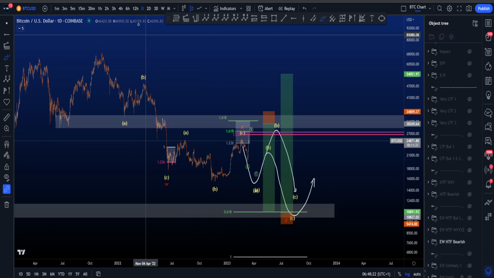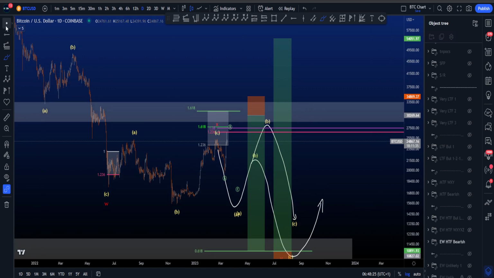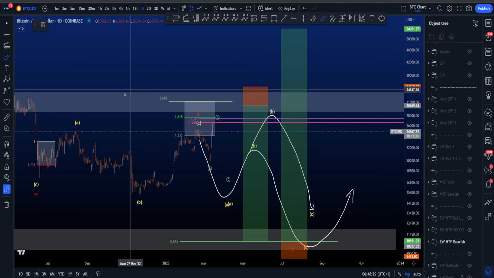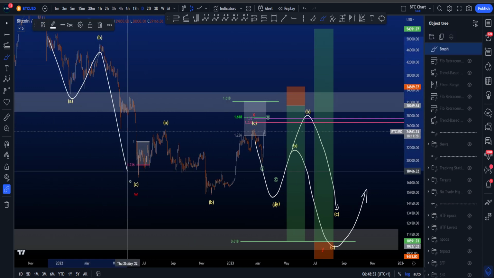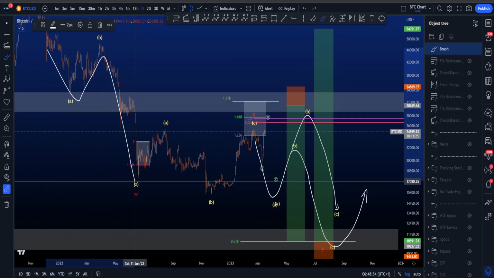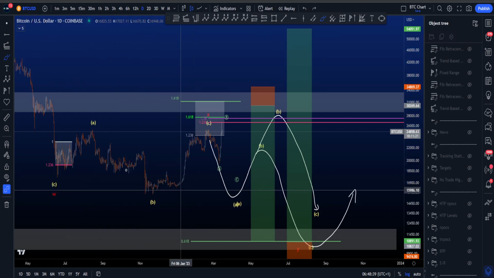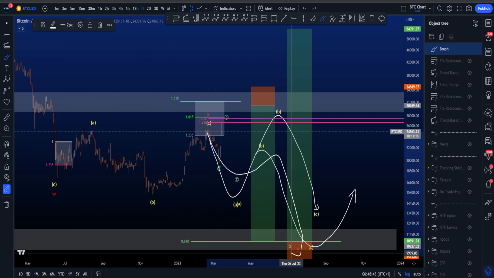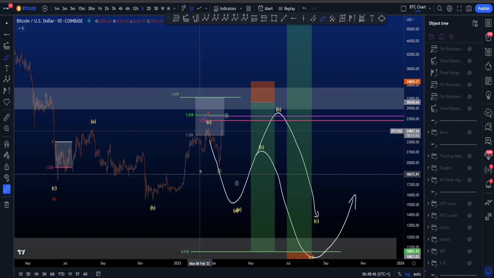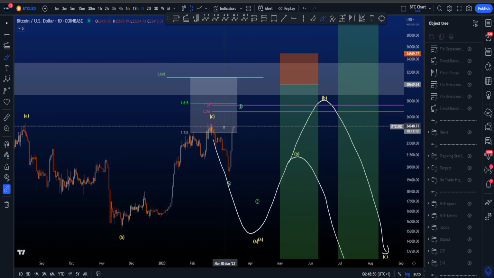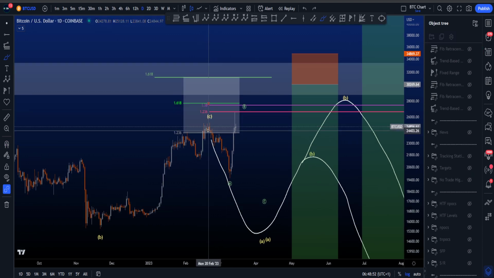Now, the becoming more likely scenario, but this is still an alternative scenario in my book, is that this is a WXY or an ABC over here in a bigger W. So we have a 3-wave structure now, followed by another 3-wave structure, an expanded flat, and then eventually we're looking for a 3-wave structure in Y to the downside. Now in this scenario, wave X and wave C are already finished, on the high of the 21st of February.